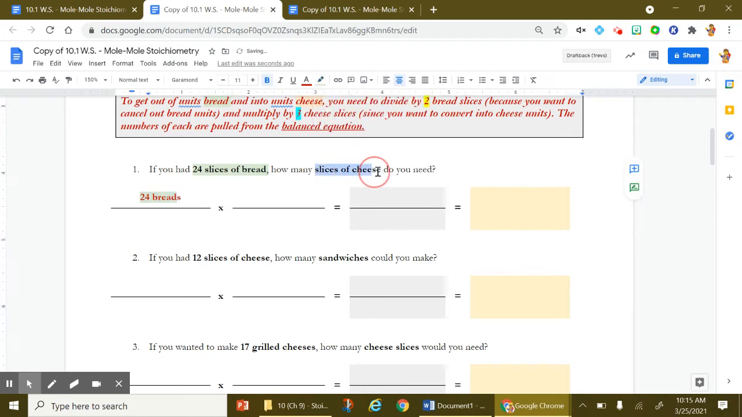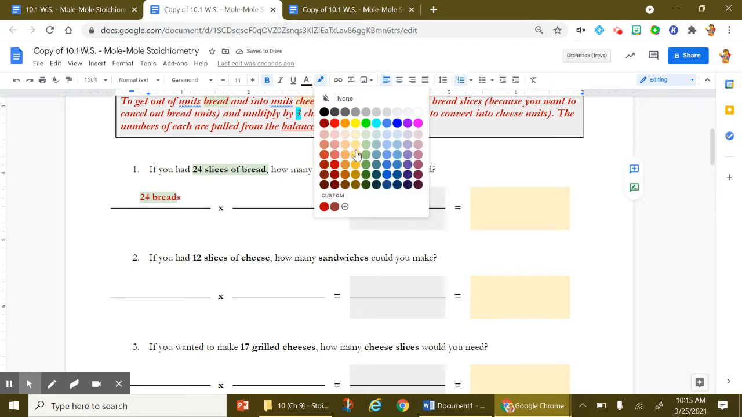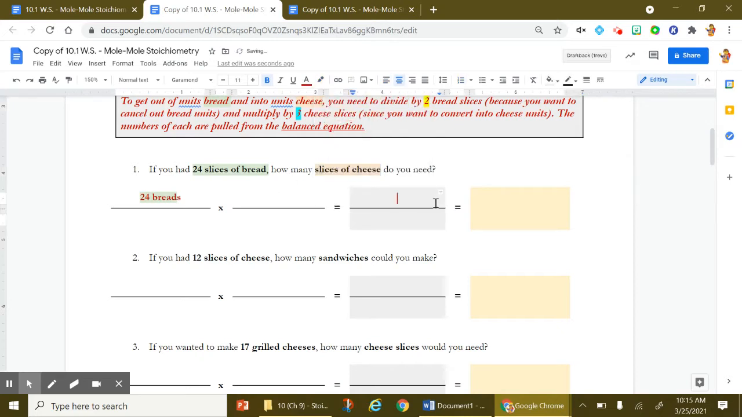You are trying to convert it into slices of cheese. All right, so you're going from breads into cheese. So we're going to put cheese here at the end on the other side of this equal sign right here. Okay, so we're going from breads into cheeses. Now, this is dimensional analysis. We want to get out of the units bread. So if we want to cancel bread, we put it on the opposite side of the fraction. Bread's on top, so breads will go on the bottom here. And we want to convert into cheese, so we're going to put cheese on top here, all right? So we're getting out of bread into cheese.